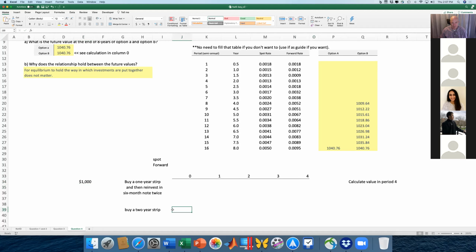Well, you could just go out and buy a 2-year strip. All right, and let me just put this on here. I'm just going to transpose this.